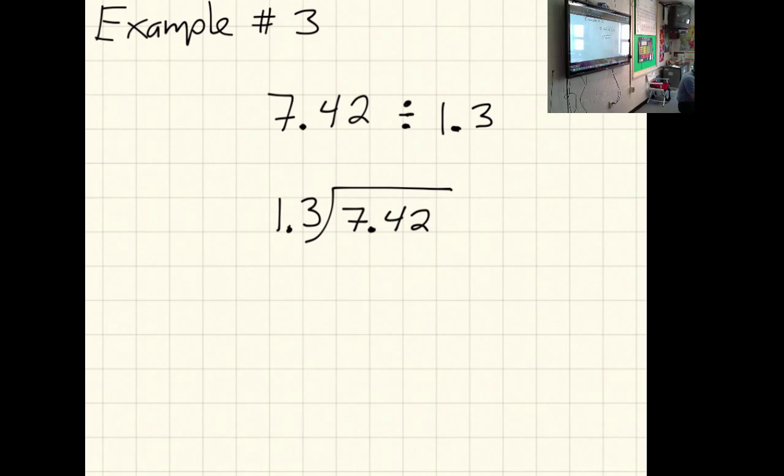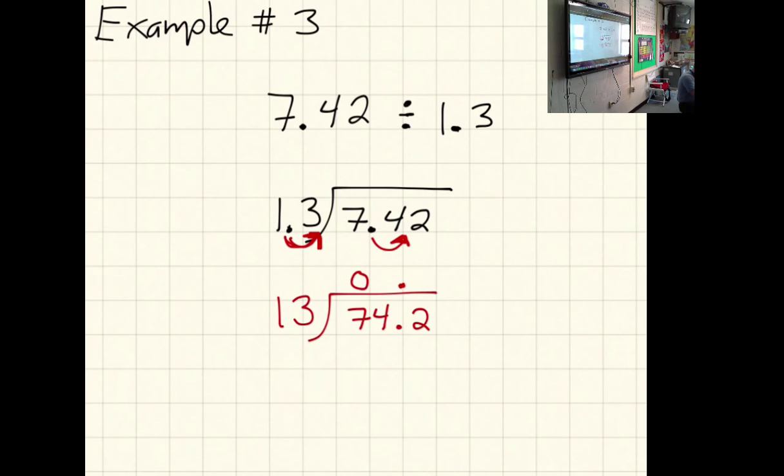I only need to move the decimal how many places? 1. Just so that I can get that 1 out there. So I only really need to move this one place. So I'm going to end up with 13 divided by 74.2. First thing I always do in a problem like this is move that decimal up to the top, like so. Does 13 go into 7?